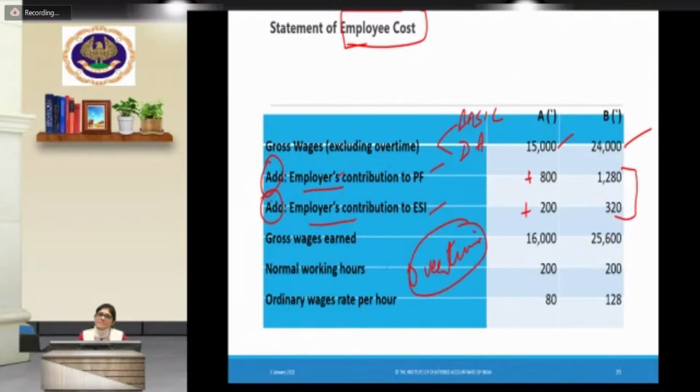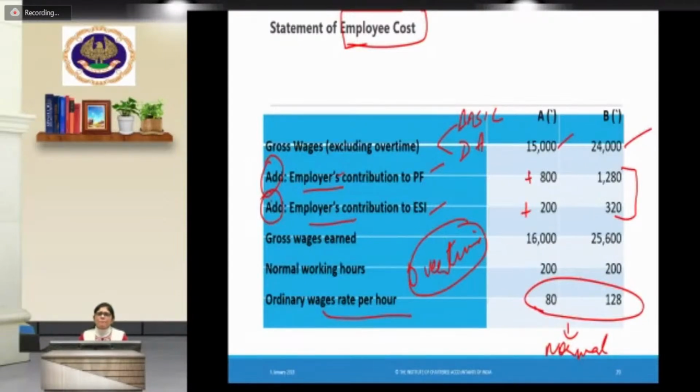Why? Because this time overtime has happened. Next time it might not happen. We should not take overtime to calculate the wages rate per hour, because this rate should be the normal rate. Normal means this has to be applied in every circumstance. So whenever we calculate the cost per hour, anything which will not happen every time will not be taken into consideration. You should take all those aspects which will happen every time in every production process.